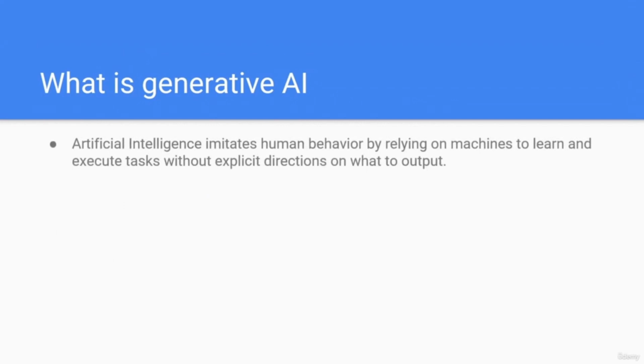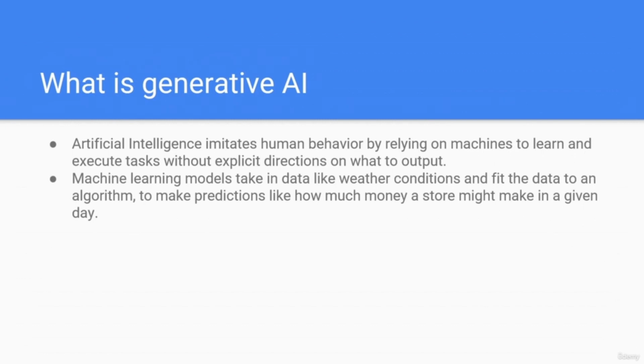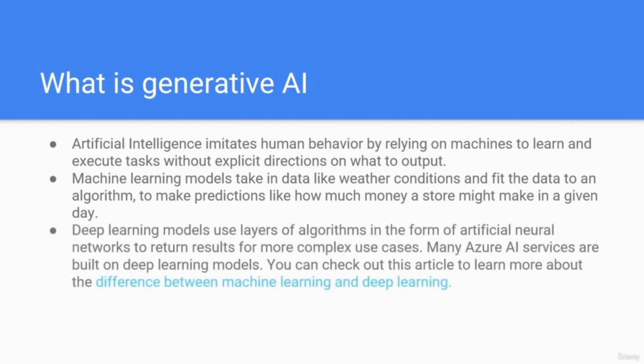So, artificial intelligence imitates human behavior by relying on machines to learn and execute tasks without explicit directions on what to output. Machine learning models take in data like weather conditions and fit the data to an algorithm to make predictions like how much money a store might make in a given day. Deep learning models use layers of algorithms in the form of artificial neural networks to return results for more complex use cases. Many Azure AI services are built on deep learning models. You can check out this article to learn more about the difference between machine learning and deep learning.